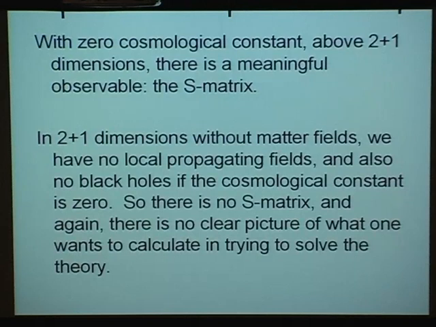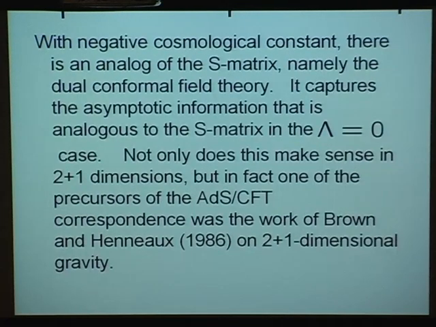Now, with zero cosmological constant, above 3 dimensions, there's a clear-cut observable, which is the S matrix, for scattering of asymptotic states. In 3 dimensions, we actually don't have that observable for a variety of reasons. There are no gravitons, and if we do pure gravity, there are no local propagating fields. And there also are no black holes, because the BTZ black hole is only for negative cosmological constant. So we don't have an S matrix, and again, we don't know what we'd be trying to do in trying to solve it, so we won't try to solve it. If anyone wants to say what it would mean to solve it, we can try, but in the meantime, we won't.